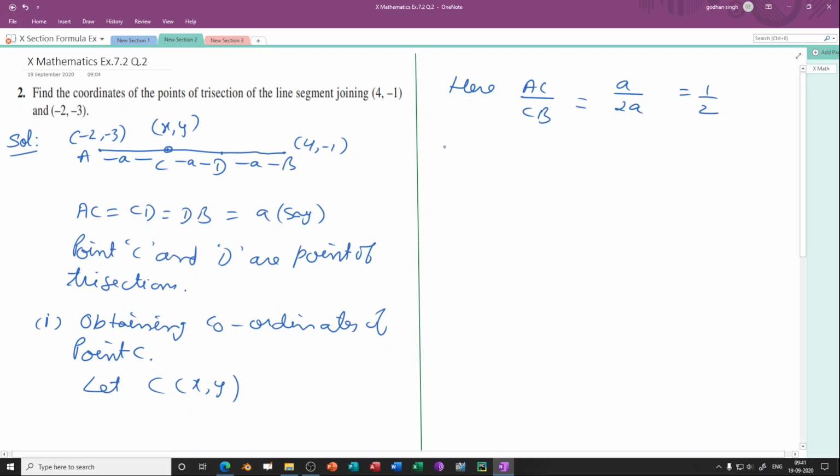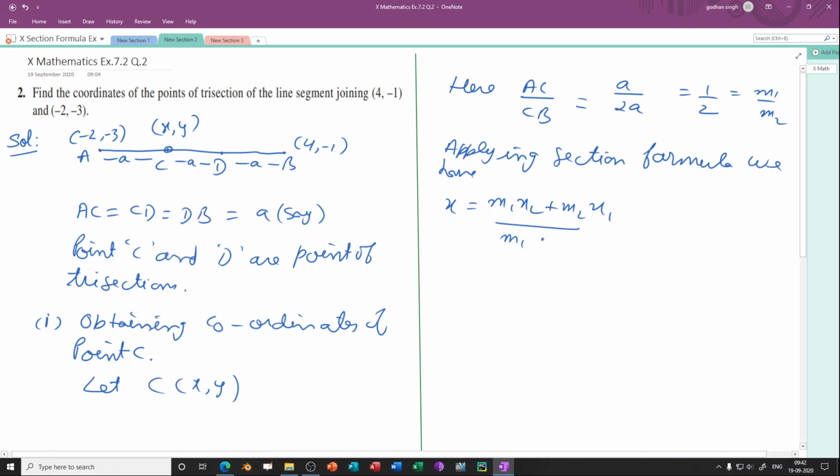Applying the section formula, what is the section formula? Let us first find x. x equals m1 into x2 plus m2 into x1 over m1 plus m2. What is our m1? This is our m1 and this is our m2. Here m1 and m2 are 1 and 2, so 1 plus 2 in the denominator. What is m1? 1. 1 into x2. What is x2? The coordinates of point B are x2, y2.